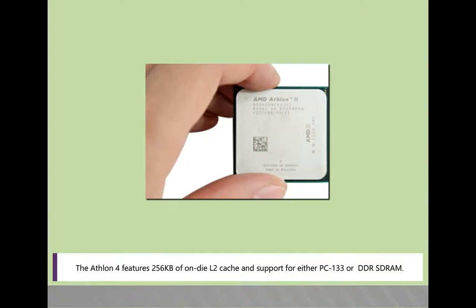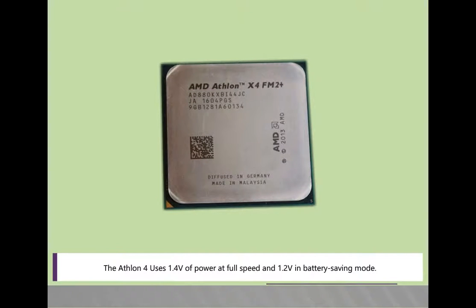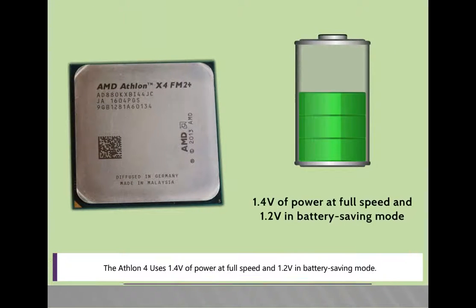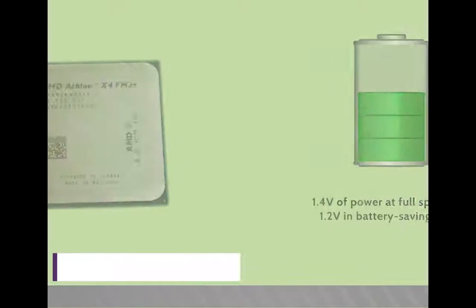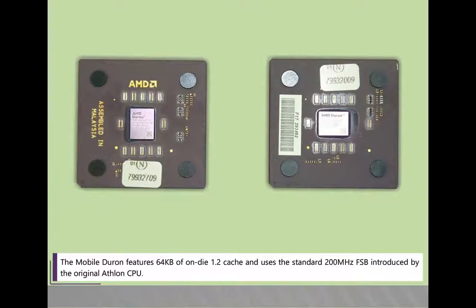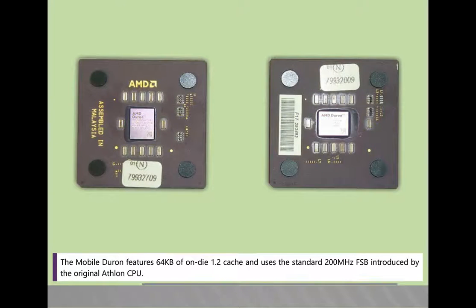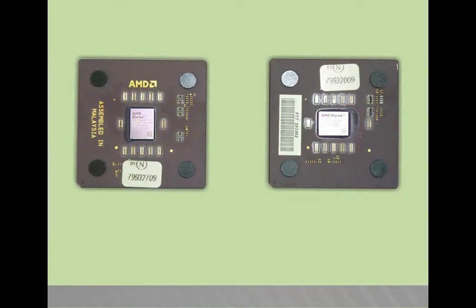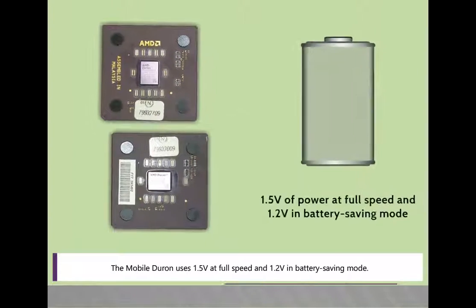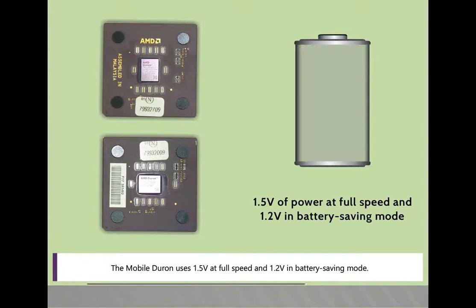The Athlon 4 features 256 KB of on-die L2 cache and support for either PC133 or DDR SDRAM. The Athlon 4 uses 1.4 volts of power at full speed and 1.2 volts in battery saving mode. The Mobile Duron features 64 KB of on-die L2 cache and uses a standard 200 MHz FSB introduced by the original Athlon CPU. The Mobile Duron uses 1.5 volts at full speed and 1.2 volts in battery saving mode.